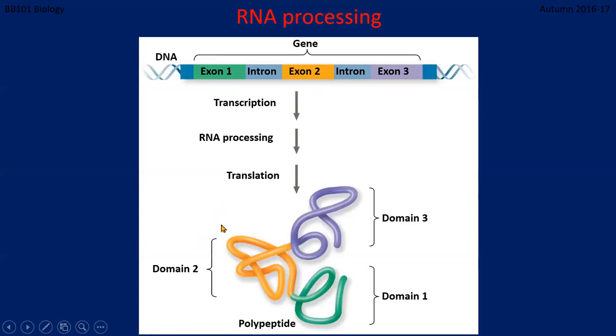With the exons, you have this attachment of domain 1 and domain 2 when it gets expressed. And similarly, exon 3, which is shown in purple. The introns won't contribute to protein formation, but the exon part of the gene is expressed in terms of protein or polypeptide formation.